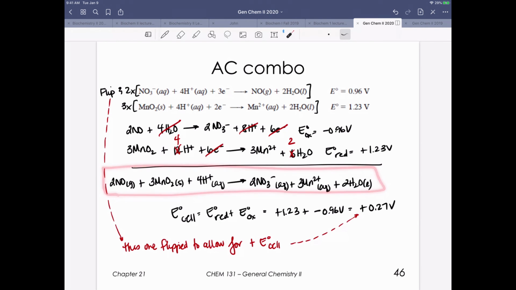So again, we're practicing some skills from our first lecture there in balancing redox reactions. Bringing in the new component here, we're going to add up the accompanying potentials for the reduction and oxidation half cells. And again, this time we have a negative value here. But again, adding a negative value is like subtracting it, so we end up with positive 0.27 volts.